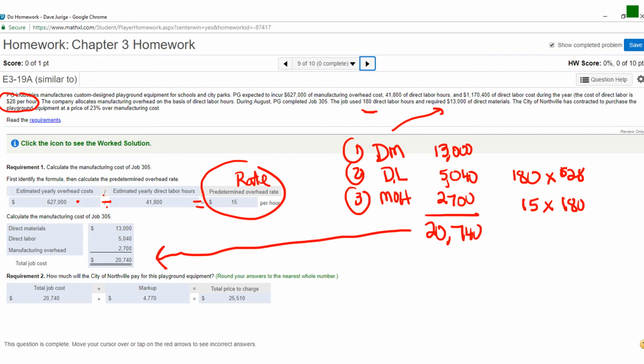Now it says if the city's going to pay for this equipment and they pay 23% over cost, all you do is you take this cost and multiply that by 1.23, and that's going to give you the price you're going to charge, which is $25,510. And that's the homework problem. This is similar to problem 19A.